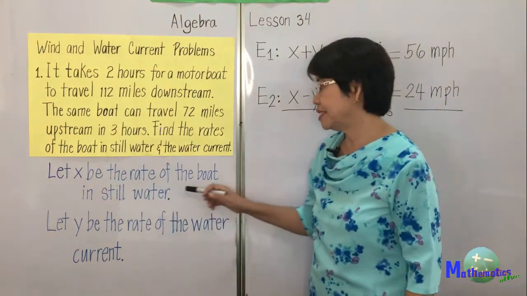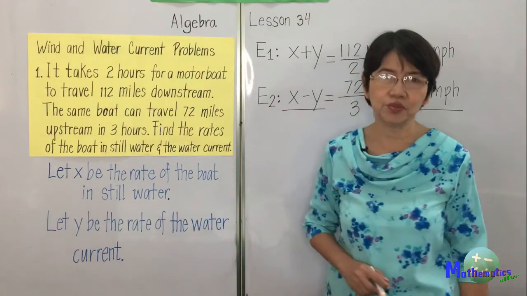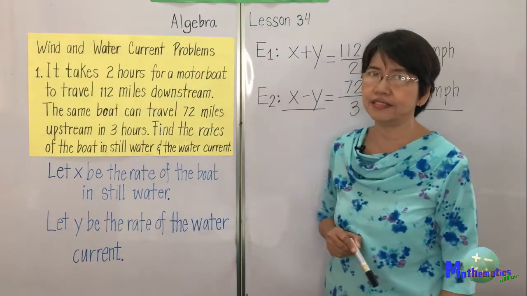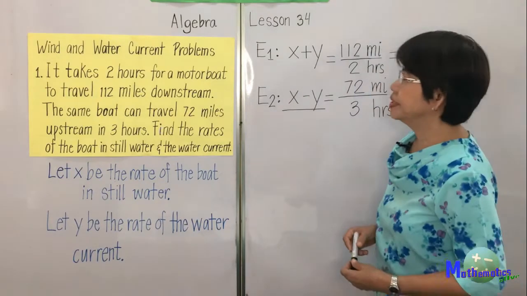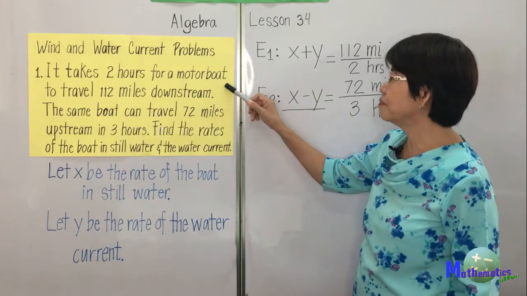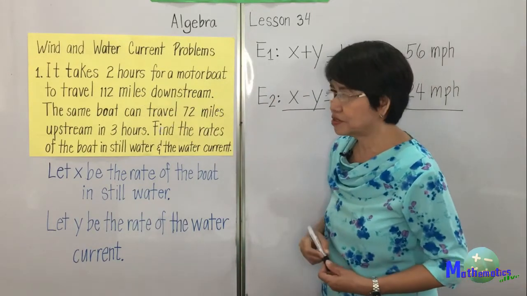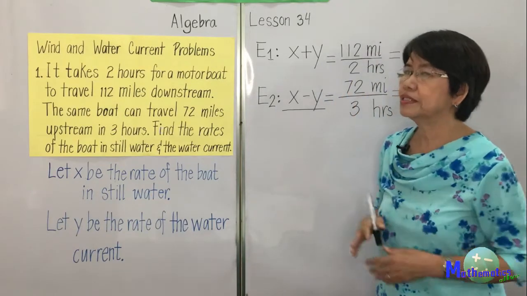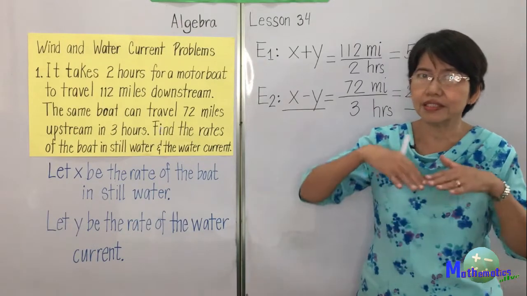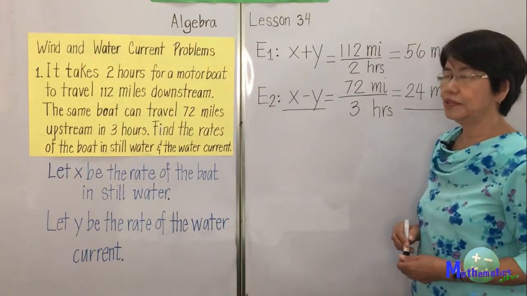So let x be the rate of the boat in still water and let y be the rate of the water current. And then we will represent the first sentence with an equation. It takes 2 hours for the motorboat, and the motorboat is represented by x, to travel 112 miles downstream. So downstream, the rate of the motorboat and the rate of the water current are going in the same direction. So we will add the two rates.